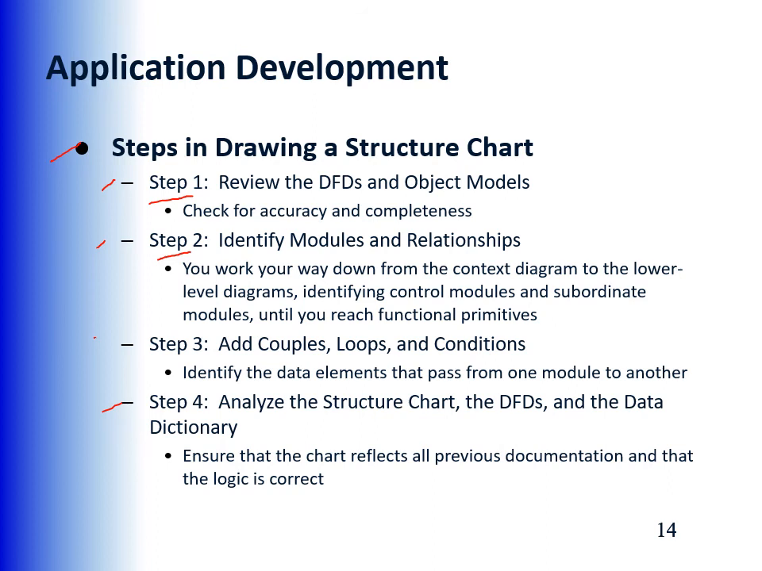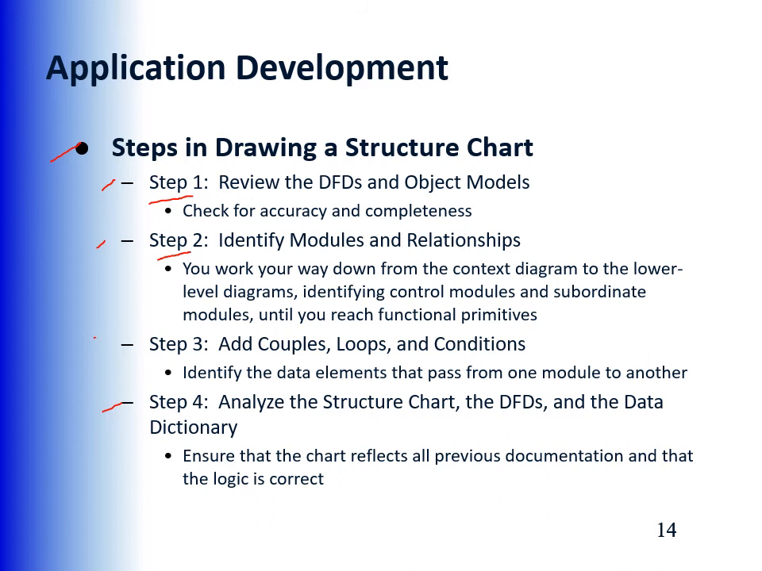Step 2: identify modules and relationships. Basically, you will work your way down from the context diagram to the lower level diagrams. You have to identify control modules and subordinate modules until you reach functional primitives. Basically, if more cohesion is desired, you can divide processes into small modules that handle a single task.